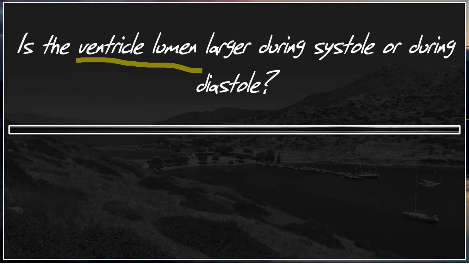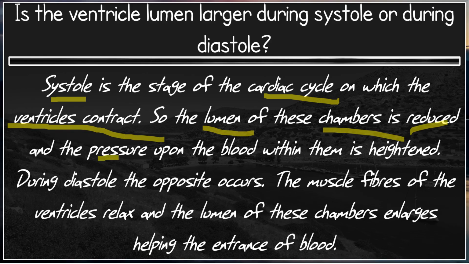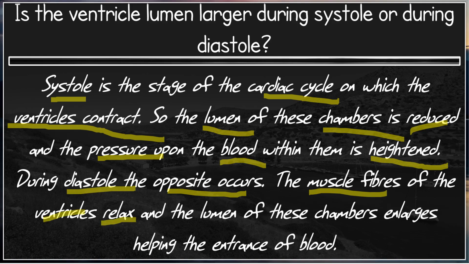Is the ventricle lumen larger during systole or during diastole? Systole is a stage of the cardiac cycle in which the ventricles contract, so the lumen of these chambers is reduced. The pressure upon the blood within them is heightened. During diastole, the opposite occurs. The muscle fibers of the ventricles are relaxed and the lumen of these chambers enlarges, helping the entrance of the blood.